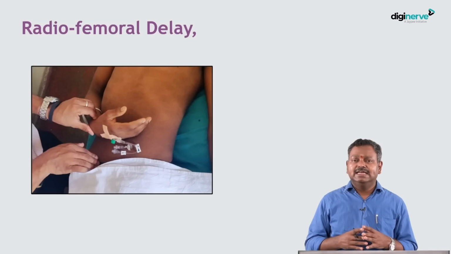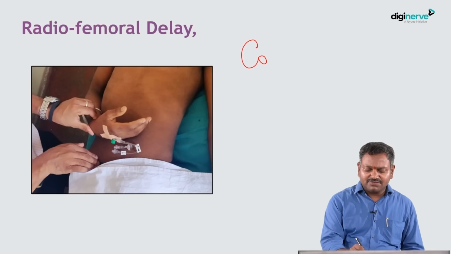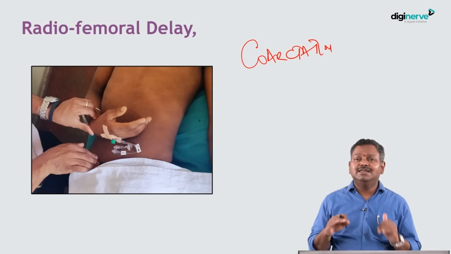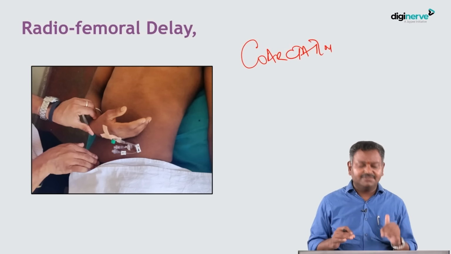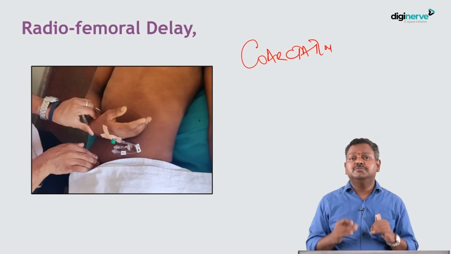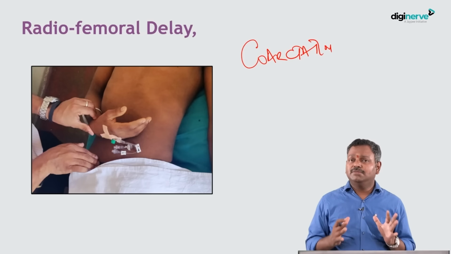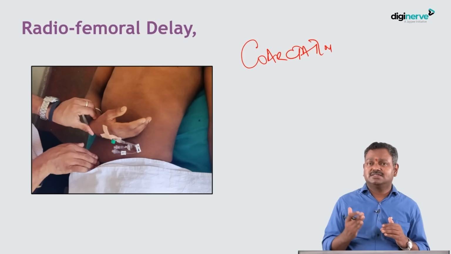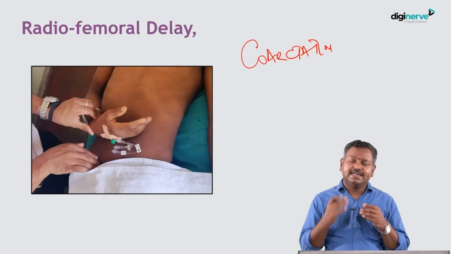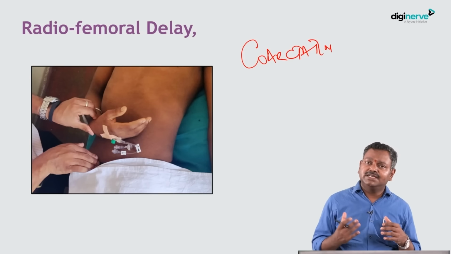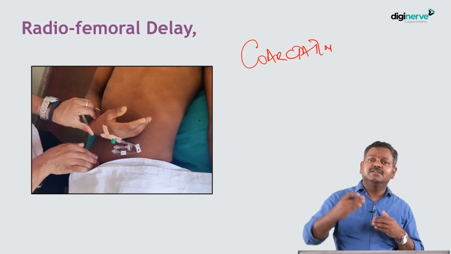The next thing that you look for is the radiofemoral delay. Classically you get it in case of a coarctation of aorta. So you simultaneously feel for the radial and the femoral. You're feeling the radial and femoral simultaneously. Normally, please remember, the femoral comes faster. Femoral is a bigger vessel, direct communication of aorta compared to the radial. So femoral comes a little faster.